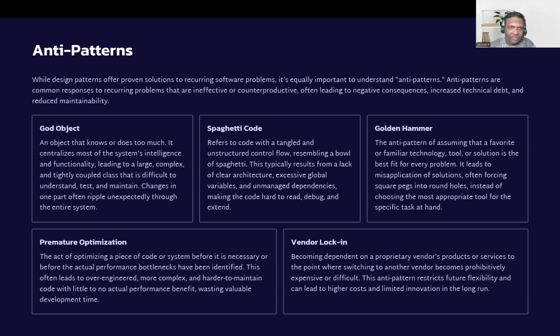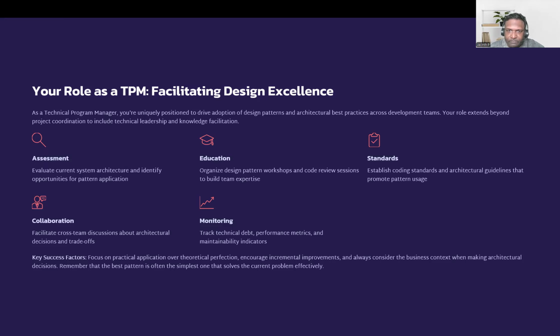Let's conclude with the role of a technical project manager. Your role is not just coordination, but a facilitator of design excellence. That means assessing current architecture for improvement opportunities, running workshops or code reviews to educate teams, setting standards and guidelines for consistent practices, enabling collaboration across teams when architectural trade-offs arise, monitoring technical debt, and ensuring business context drives design choices. The best pattern isn't the most sophisticated one, but the simplest one that solves the problem effectively.